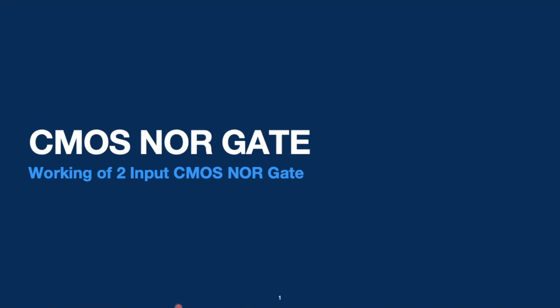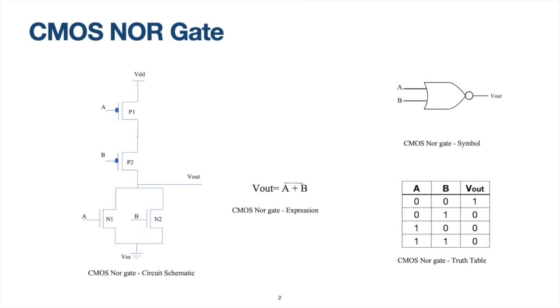In this video, we will learn about how a 2-input CMOS NOR gate works. Here is a circuit schematic of a 2-input CMOS NOR gate where we have two transistors P1 and P2 connected in series, which will act as pull-up network. Both are PMOS transistors. Two transistors N1 and N2, both NMOS transistors, are connected in parallel. These two transistors together act as pull-down network.